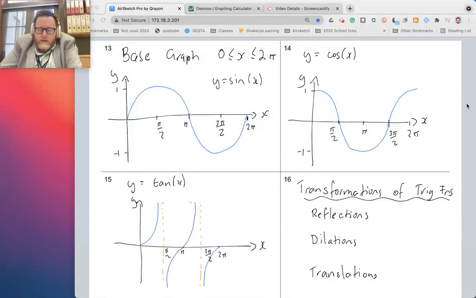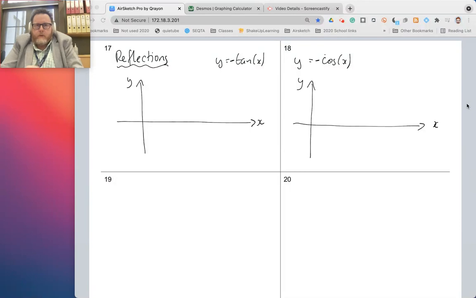All of these apply for trig functions, but for Maths Methods Foundation, we're just going to be looking at reflections and dilations, and we are not required to look at translations. Okay, so we won't be adding k or subtracting h, just reflections and dilations. So let's have a look at what they do to the graph.